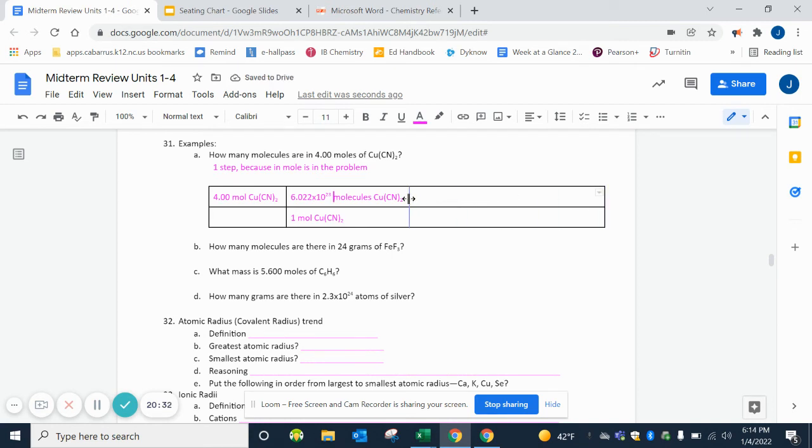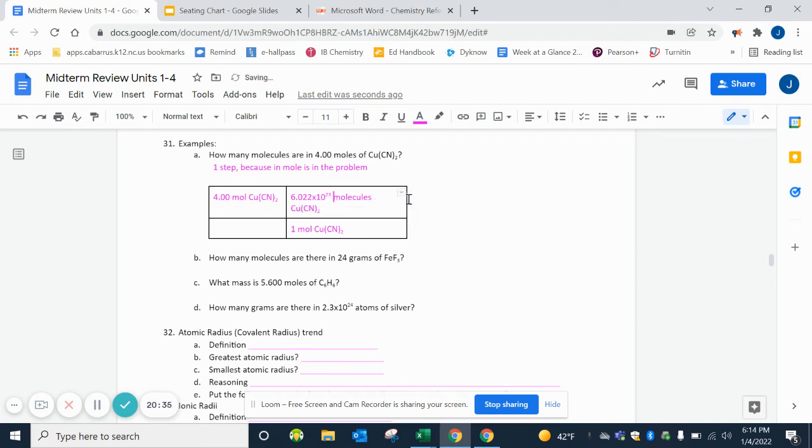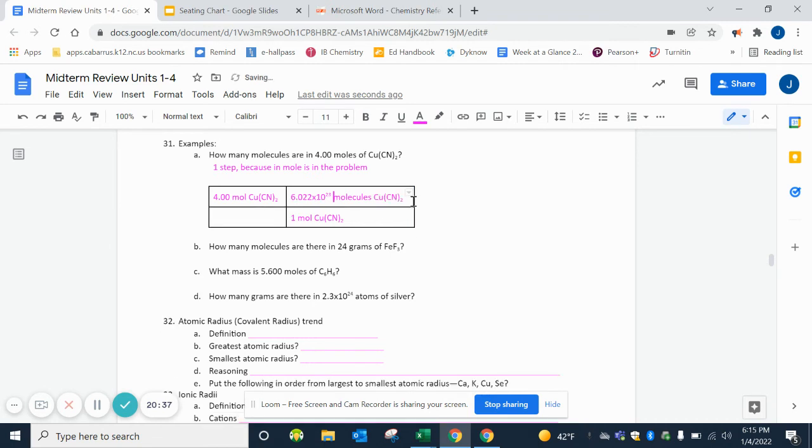Let me move this over so I have space to give an answer. Numbers next to each other, you multiply, top and bottom you divide. So you would say 4 times 6.022 special button 23 divided by 1. We want 3 significant figures because that's how many are in our given. And we would get 2.41 times 10 to the 24th molecules of CuCN2.